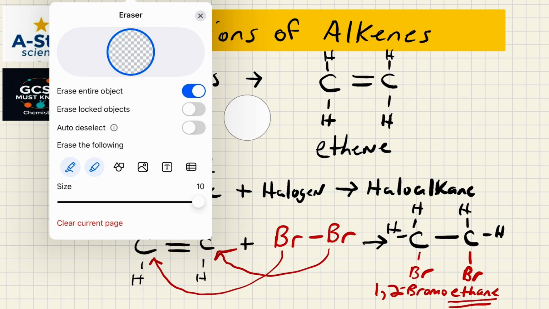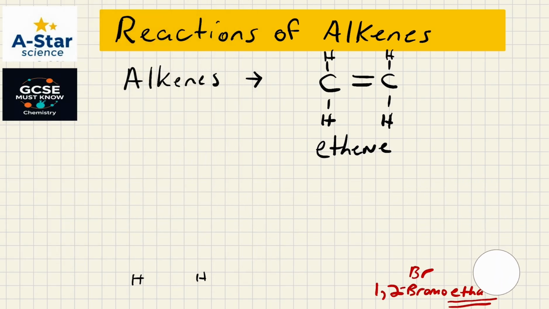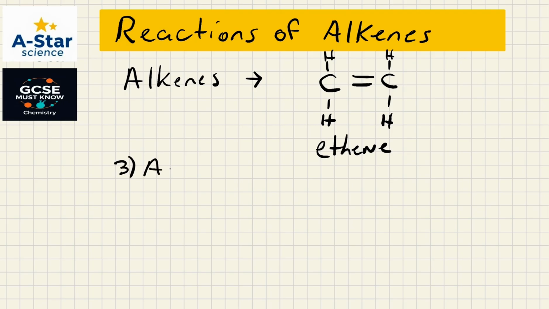We can now look at some other reactions. They're also addition reactions, but we're going to use different reactants to do it. So reaction number 3 is an addition reaction. But in this case, we're going to add water. So we're going to use ethene again.